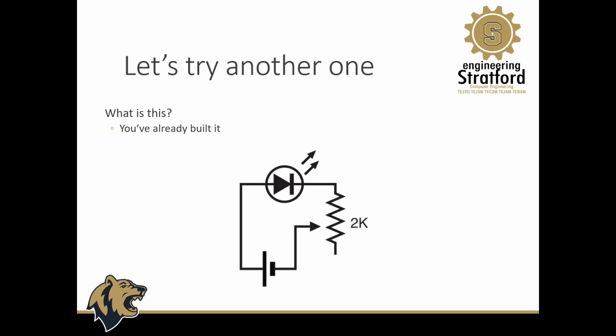Okay, what about this one? This one's a little bit more tricky. Only 3 components in it though, but you have built this circuit. So what is it? So again, identify the parts. You should be able to identify the power source there as a single cell battery. We also have, hopefully you can identify the LED, because it's got the little arrows coming out of it, so it implies that there's light coming out of that diode. And then the third thing, what's the third thing?